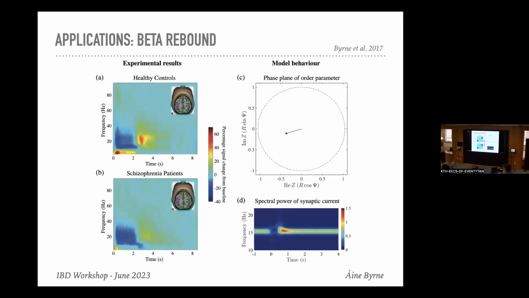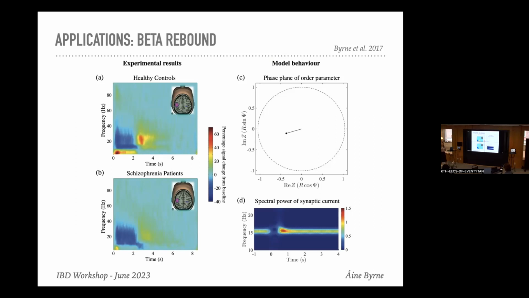Okay, but in terms of real applications, the first one I'm going to talk about is beta rebound, which was really what we were trying to model when we developed this model in the first place. With colleagues in the Centre for Brain Imaging in Nottingham, they're interested in something called beta rebound, which is a phenomenon related to movement. If you are static, if you're not moving, you'll see oscillations in the beta band, between 13 and 30 hertz, coming from your motor cortex.